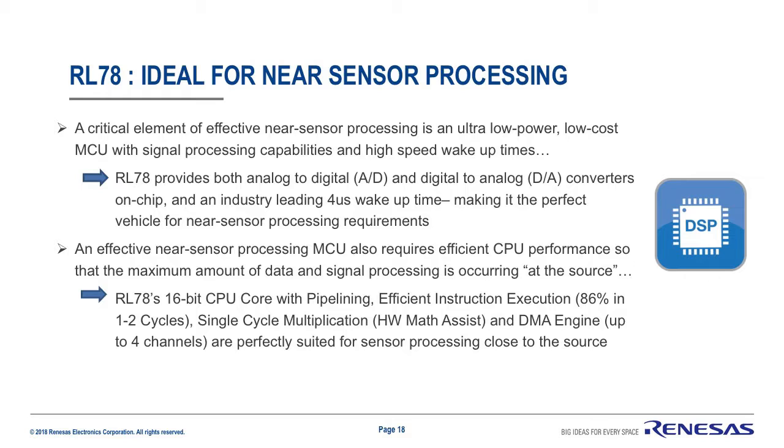Then, low standby and CPU run currents, special power saving modes like halt, stop, and snooze mode, efficient 16-bit instruction processing with 86% of instructions completing in 1 to 2 CPU cycles, a single cycle 16-bit barrel shifter for shifts and rotates, and finally a 1 cycle 16 by 16 multiply and 2 cycle 16-bit MAC instruction.